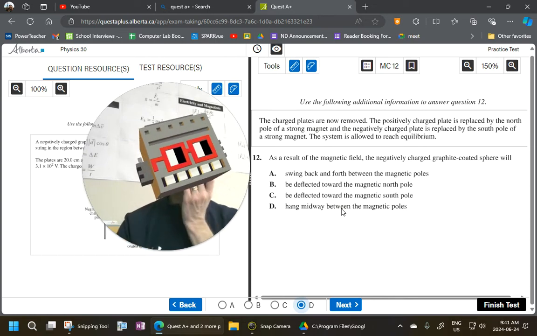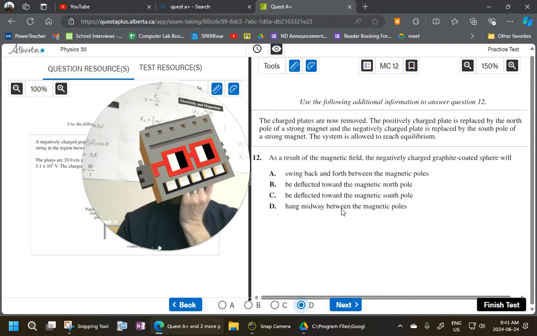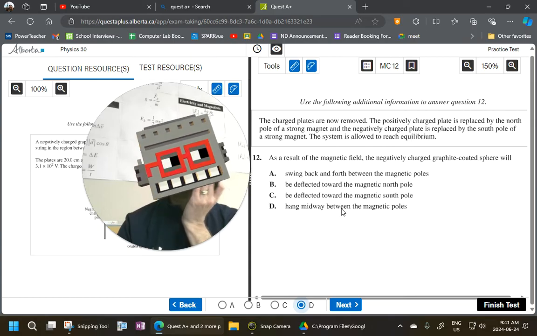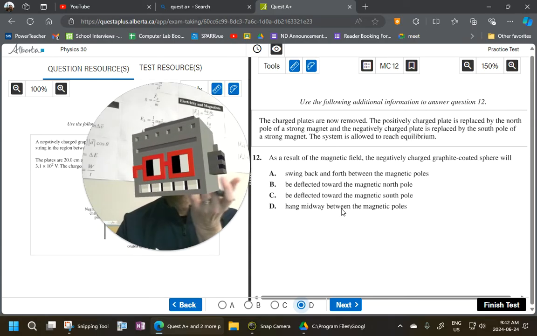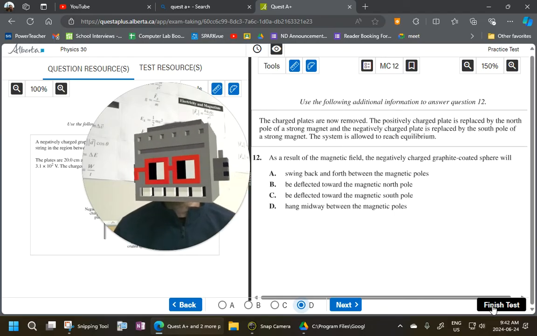I've got to think about how that's going to work. No, it won't, because it's moving in the same direction as... Yeah, so it's just going to hang midway. Okay, never mind. I just want to see if that's right.